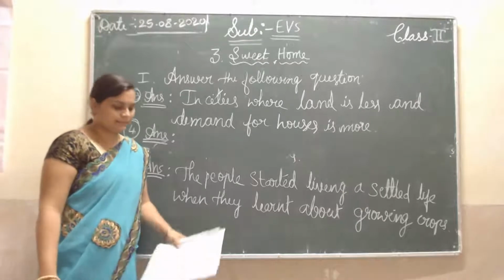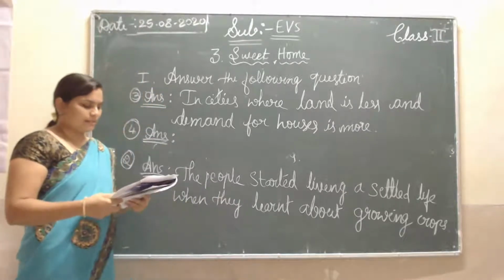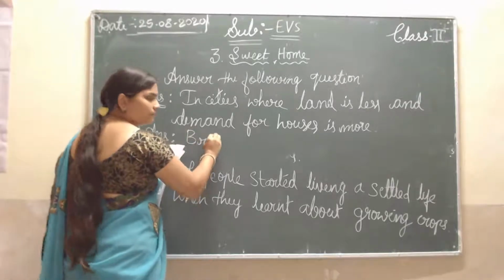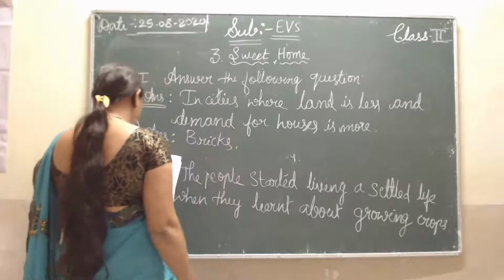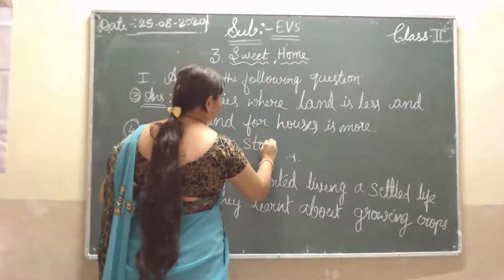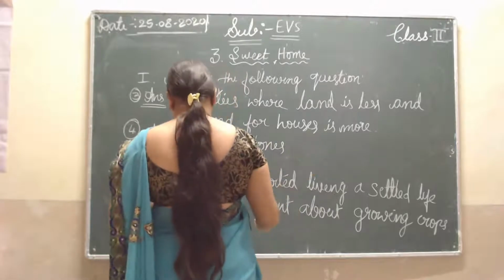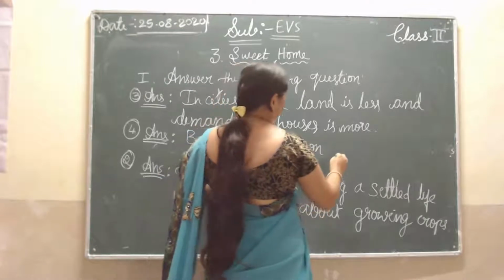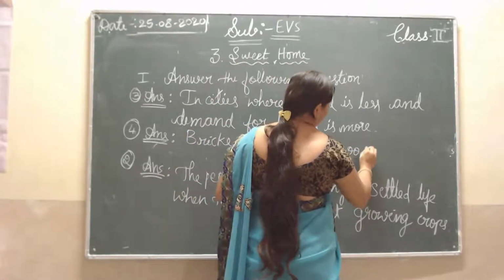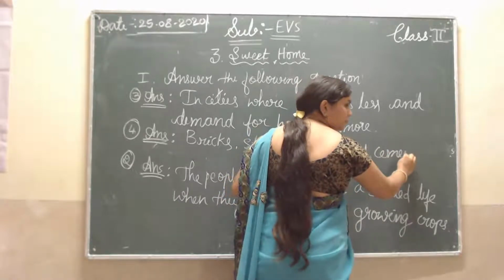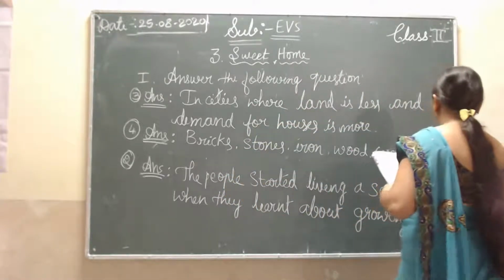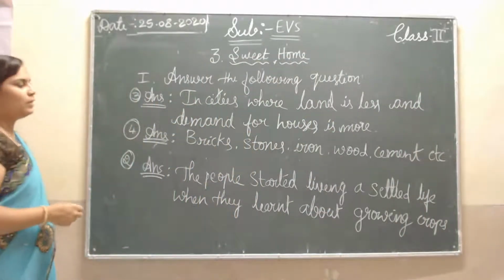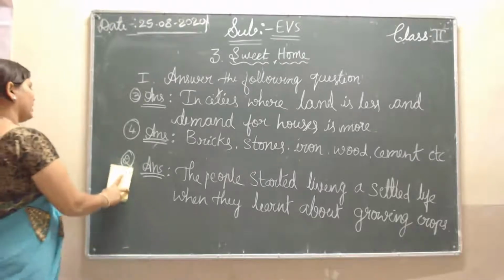Name the materials that are used to construct a house. Answer is bricks, stones, iron, wood, cement, etc. These are the materials we use to build a house. Next, fifth one.